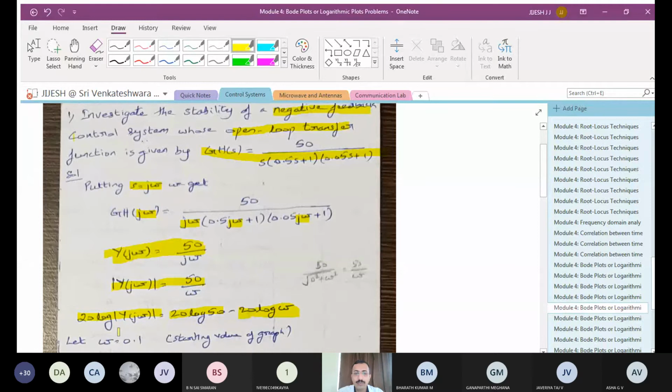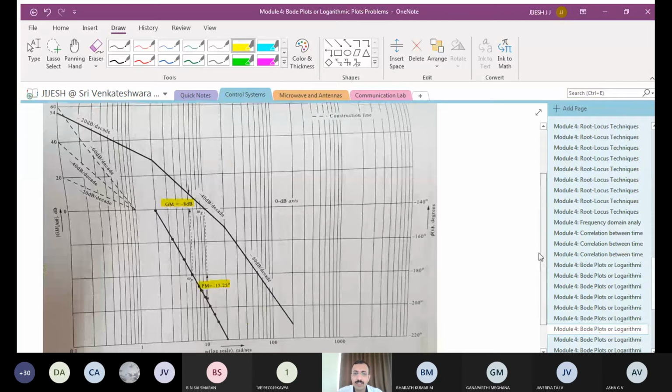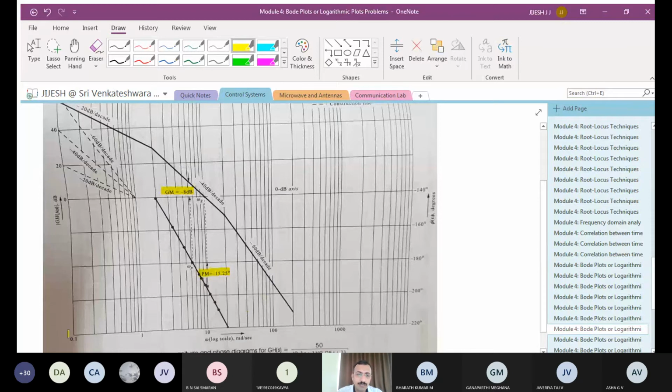Now, because we are plotting on the semi-log graph sheet, let me take you through one of the graph sheets, it will be comfortable. We know that we are plotting with the semi-log graph sheet, and we can start the value from 0.1.